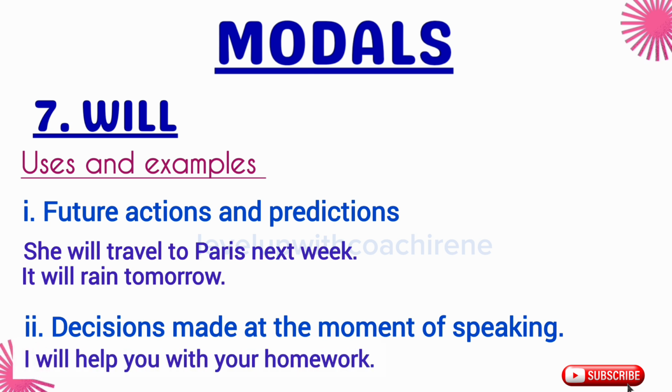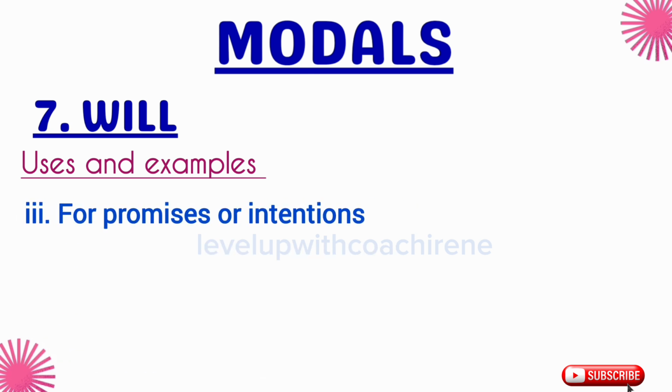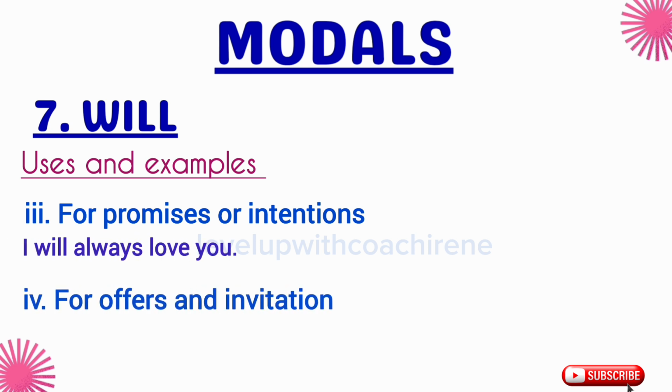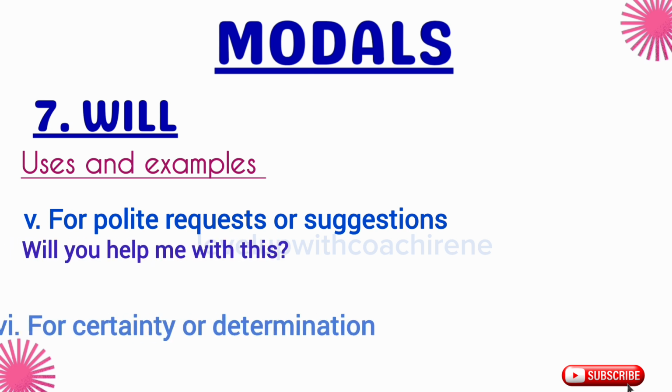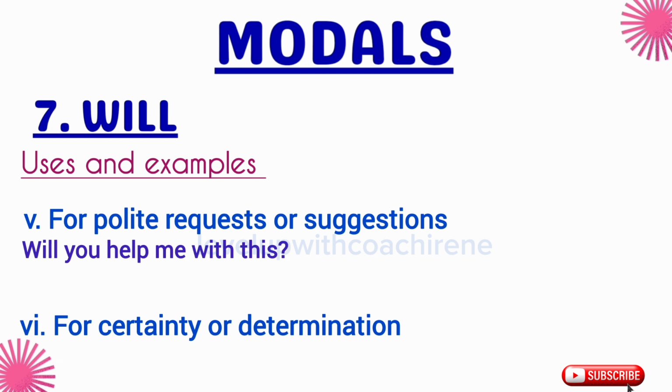Number 2, for decisions made at the moment of speaking. I will help you with your homework. Number 3, for promises or intentions. I will always love you. Number 4, for offers and invitations. Will you have some coffee? Number 5, for polite requests or suggestions. Will you help me with this? Number 6, for certainty or determination. You will succeed if you try.